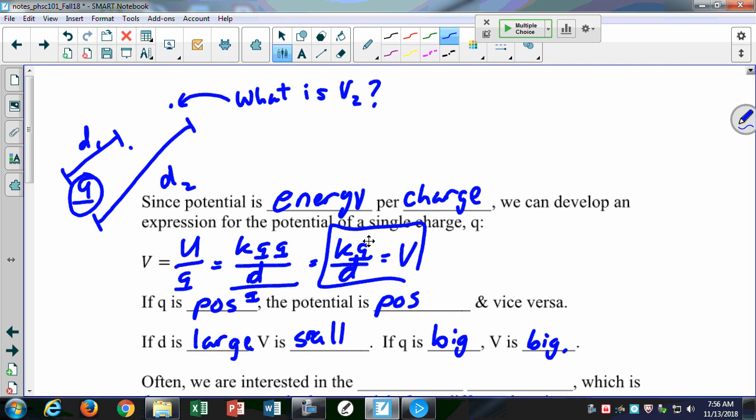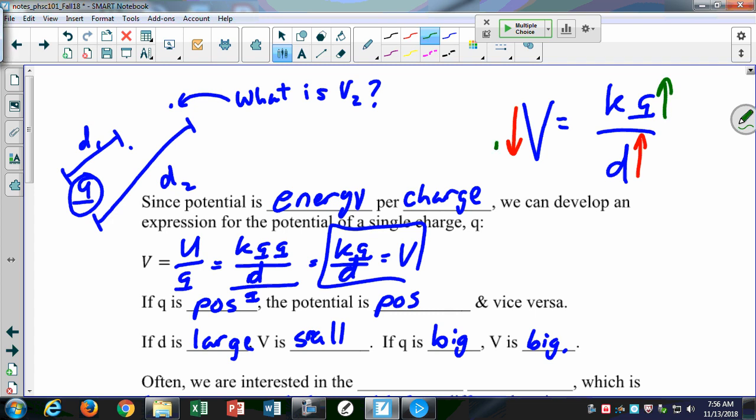Let's write that in equation form just so you see it. If V is KQ over D, if D is big, that means V gets smaller. If Q is big, that means V gets bigger. If I have a big charge, I have a lot of potential around it. If I'm really far away from a charge, that means I have less potential. The forces are smaller, there's less potential for motion.